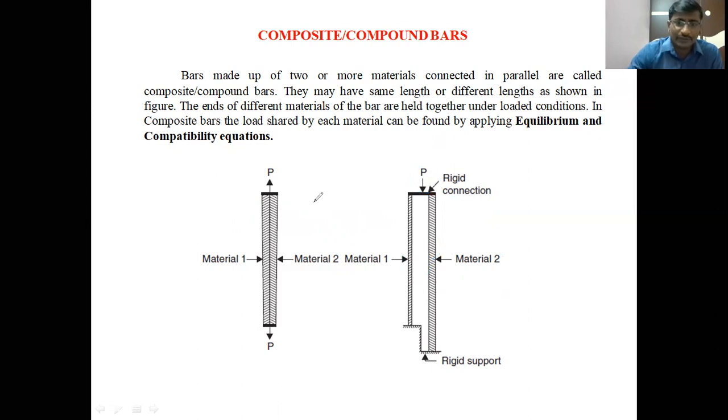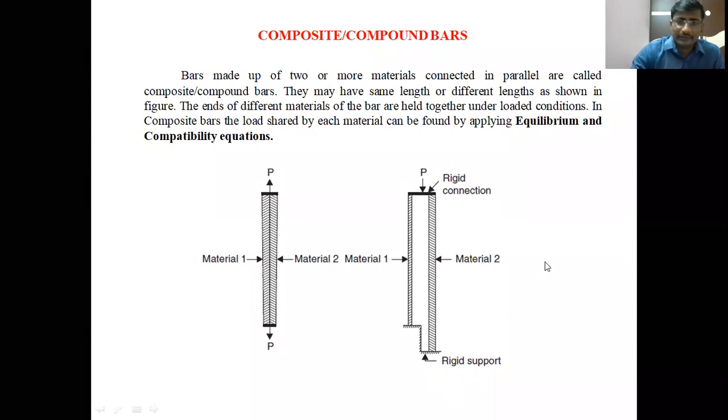What is meant by composite bars? Once again, a composite bar is a bar in which two or more materials are connected parallel and held together at the ends, fixed at the ends by rigid connections. Clear?